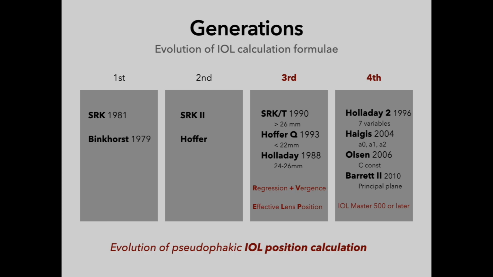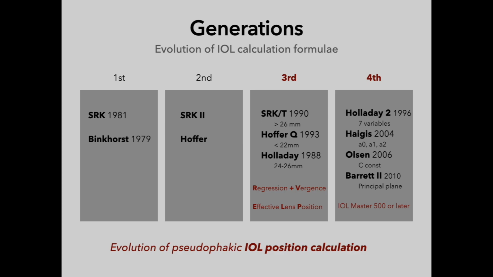Third-generation formulas were used separately according to axial length. For short eyes less than 22 mm, Hoffer Q. For medium length from 22 to 26, Holladay or any formula. For longer eyes over 26, SRK/T was the choice.